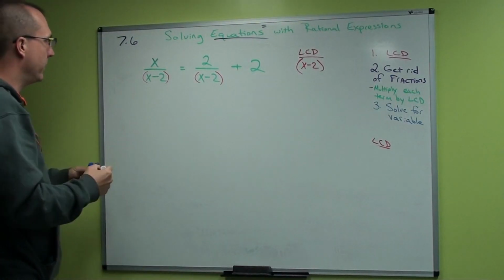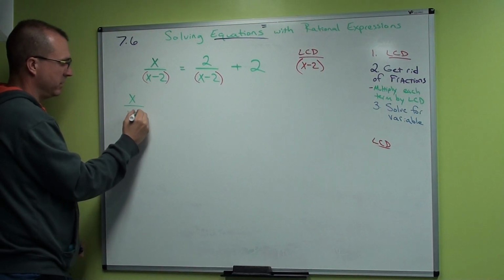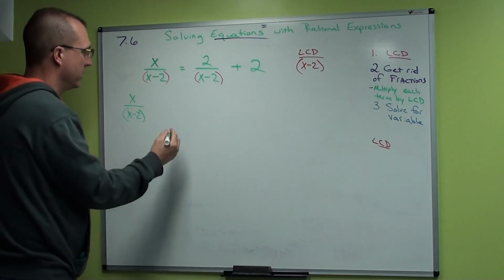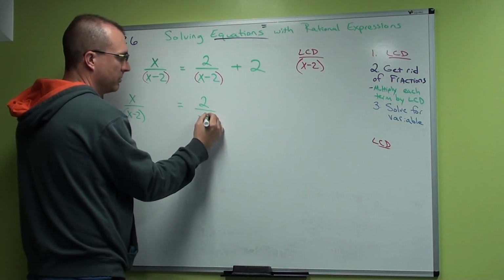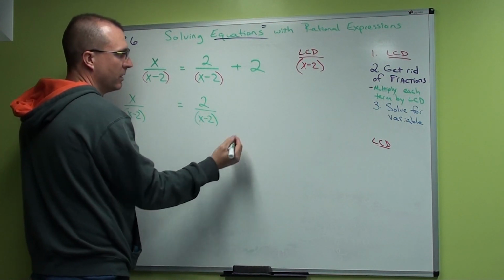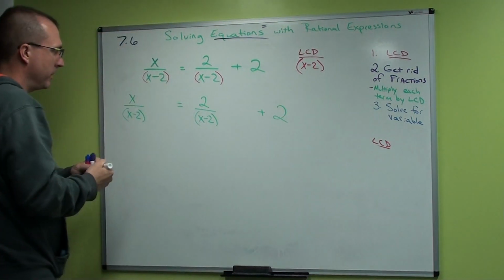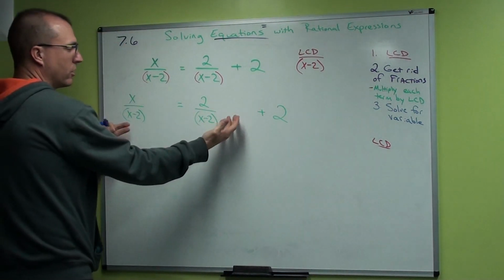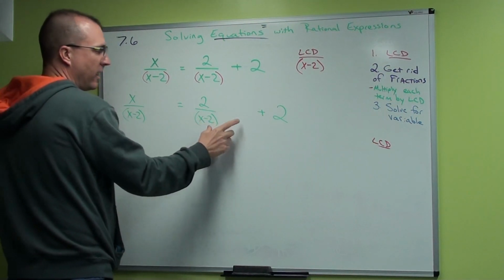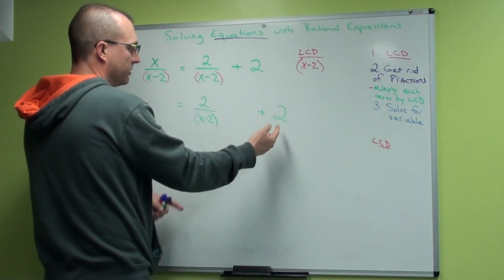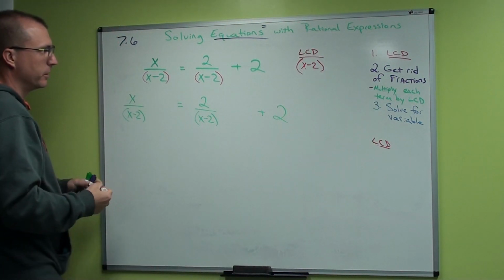Okay. Let me rewrite it so I have room. So I'm going to have x minus 2, I'm going to put it in parentheses, is equal to 2 over x minus 2 plus 2. Now I'm not sure if you noticed, they changed our problem around. They put our answer here, and they put our 2 factors that we're adding on that side. Alright, so here we go.